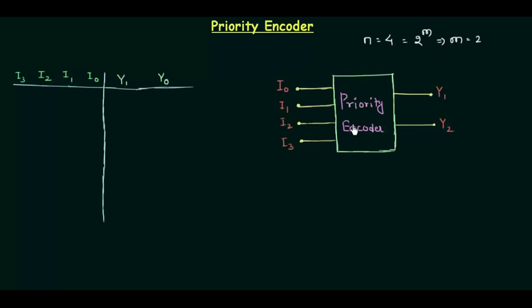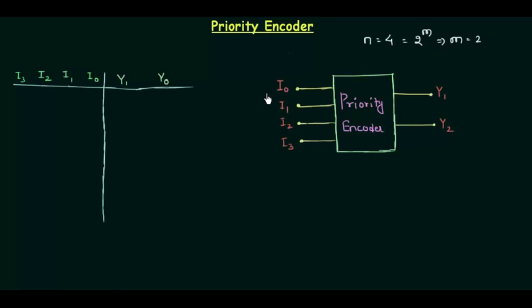Okay, and that we will do by first creating the truth table for the priority encoder, and then by using the K-map we will find out the logical expression, and the implementation part will be left to you. You have to do the implementation part because it's not a very tough thing to do at this stage.